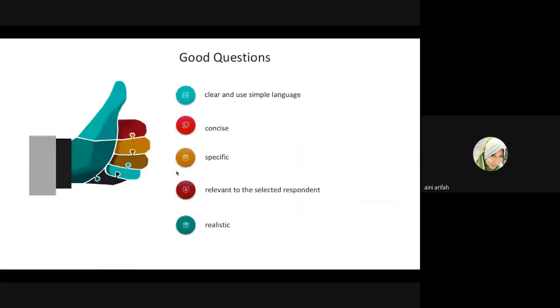So what are good questions? Good questions use very clear and simple language. The rule of thumb is, if you find a word which has more than 6 or 7 letters in it, there must be another word which is simpler to use to make it easier for the respondents to answer the questions. Next, it should be concise, specific and relevant to the selected respondent, and also realistic.